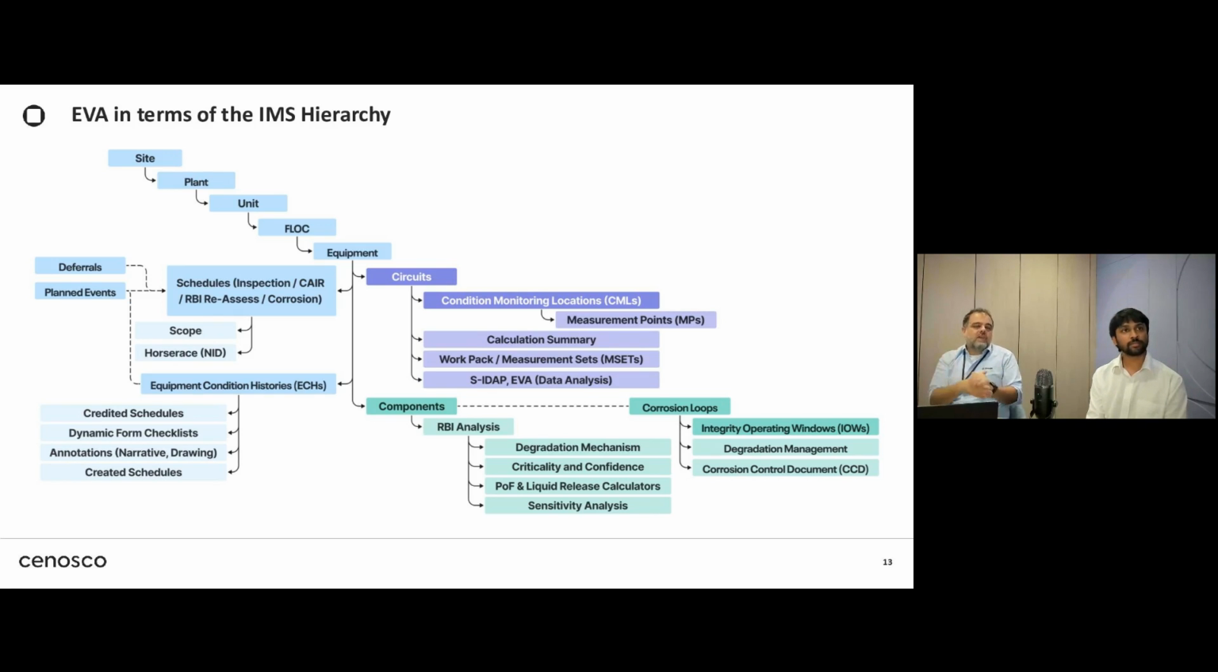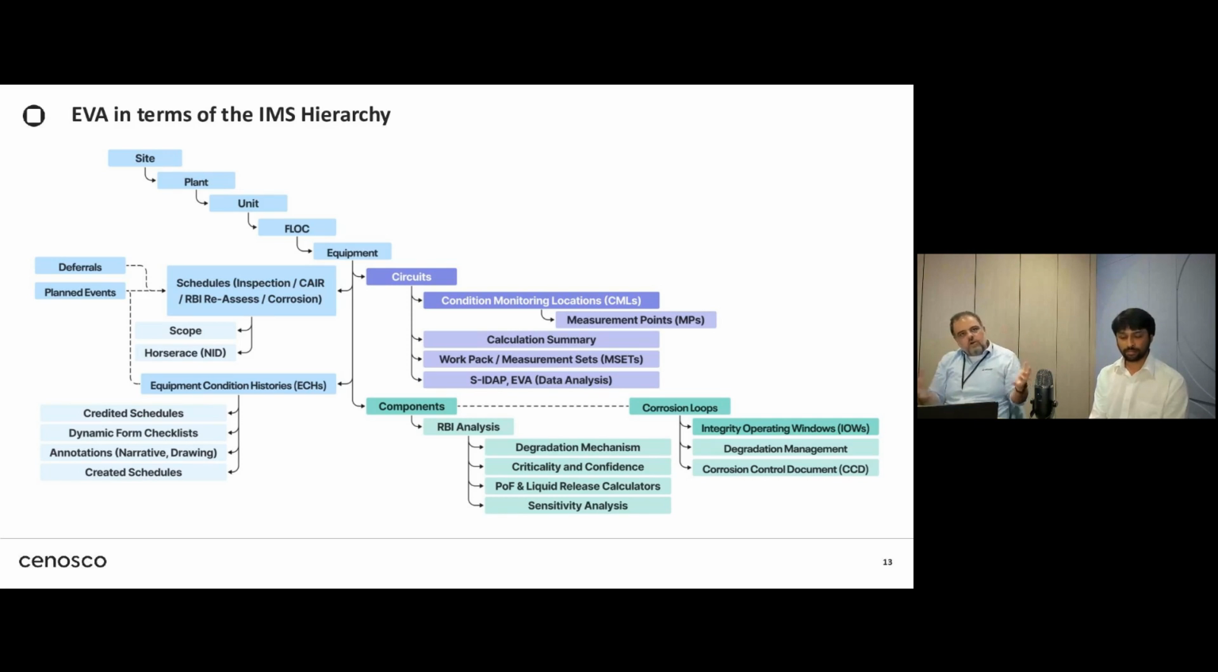At the same time, you can also look into the RBI components. So we're looking at the holistic view: how your corrosion is behaving, but you also do a risk assessment. You look at the criticality, you look at your confidence rating, you look at your barrier management system. You get an interval factor out of that RBI, and that interval factor will be used in the circuit calculation. So it's really integrated. It's not only about looking at EVA, but also looking at RBI analysis.